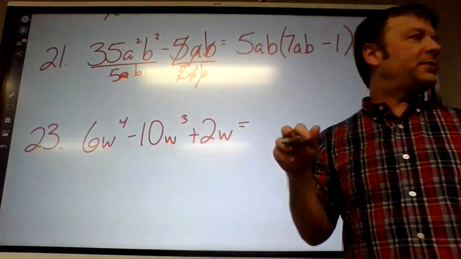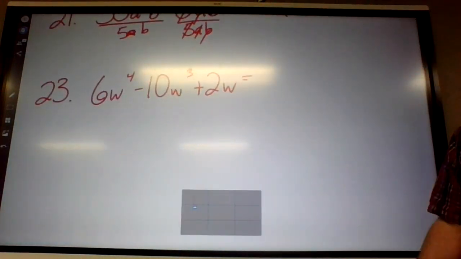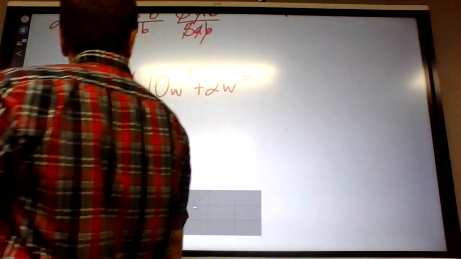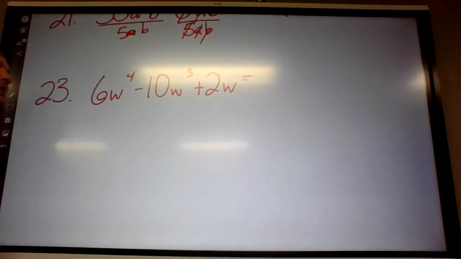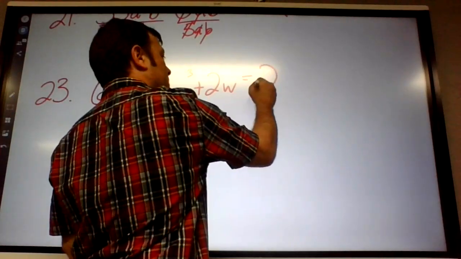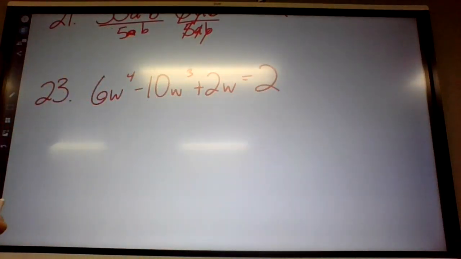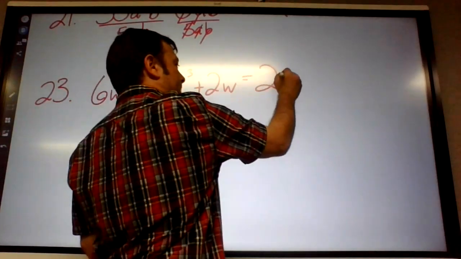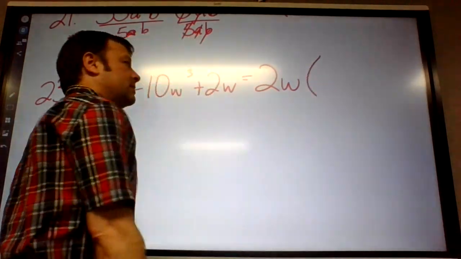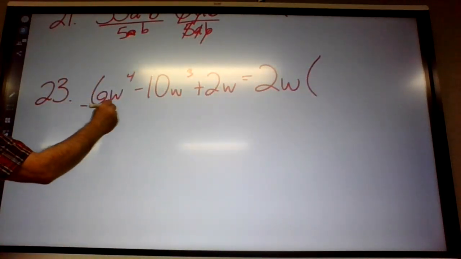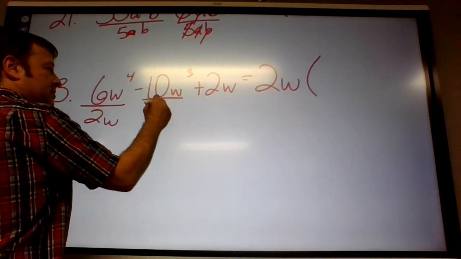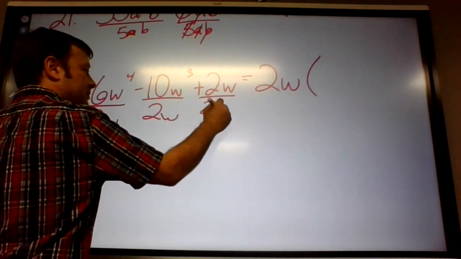Alright, where are we at? Hallie. Okay, let's start with the numbers. Hallie, what goes into 6, 10, and 2? 2. Okay, and then as far as the W's go, they all have at least how many W's? 1. Alright, so we're taking out 2W from each of these, dividing them out.